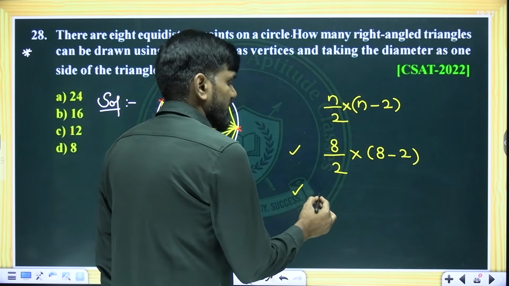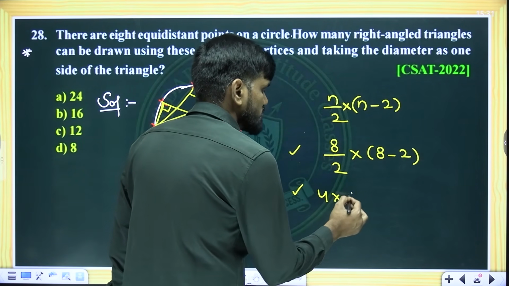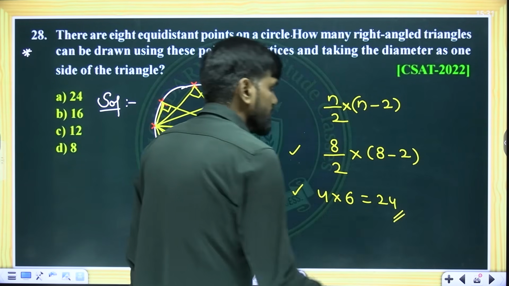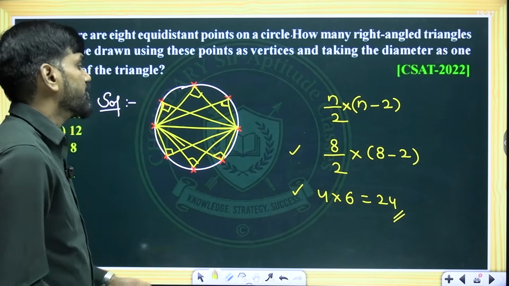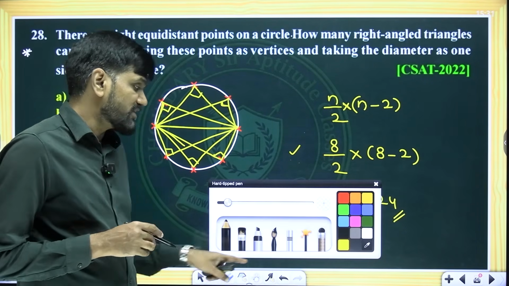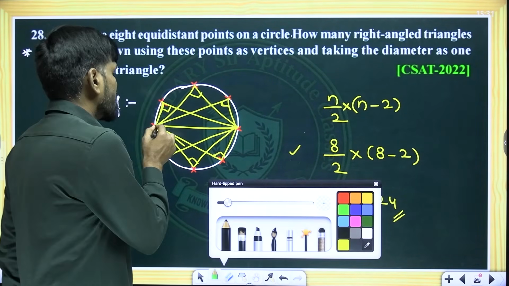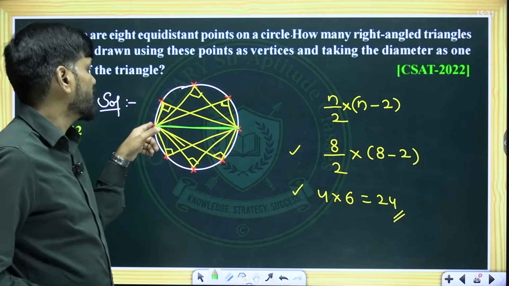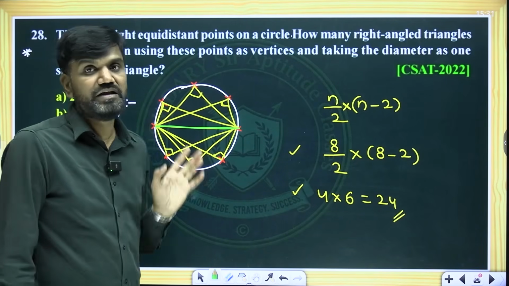This gives you how much? Cancel. That will give you 4 into 6. So the total number of right angle triangles that we can form are how many? 24. So I repeat, if you are taking one pair as diameter, after taking the diameter, keeping aside these 2 points, by joining this diameter with any other point will give a right angled triangle.